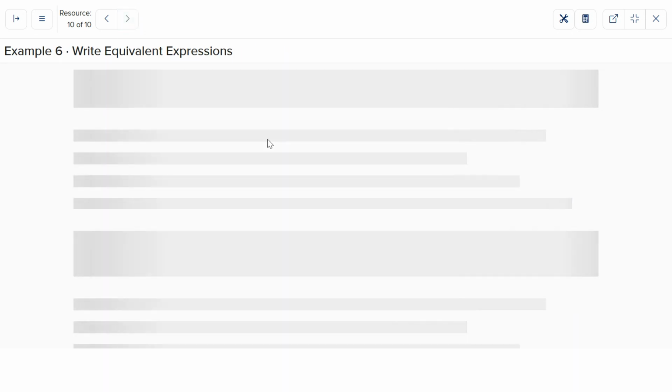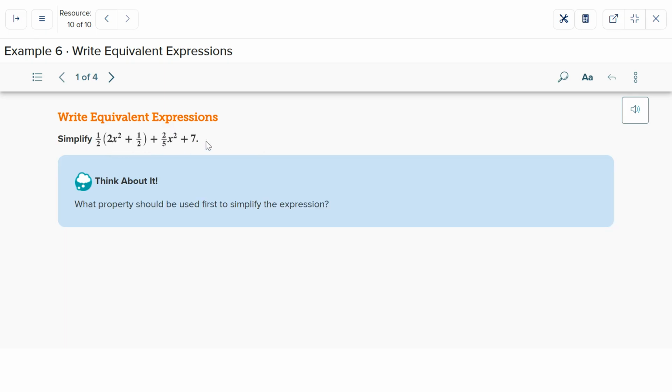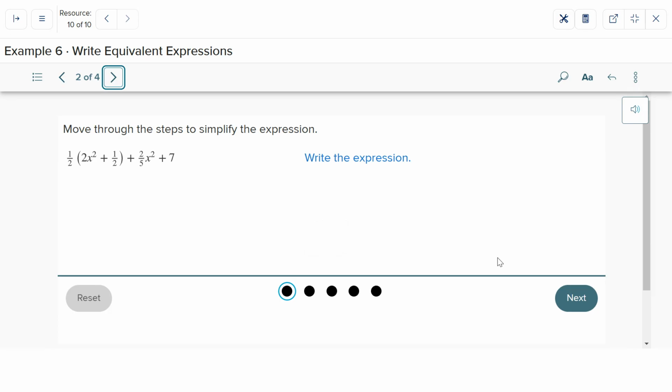Last example, write equivalent expressions. We're going to simplify this big old thing right here. 1/2 times 2x squared plus 1/2 plus 2/5 x squared plus 7. That is quite crazy. Sometimes that is necessary, so we're going to practice with it. So here we go. First, write the expression. Well, they already did that for us. Thanks. All right.